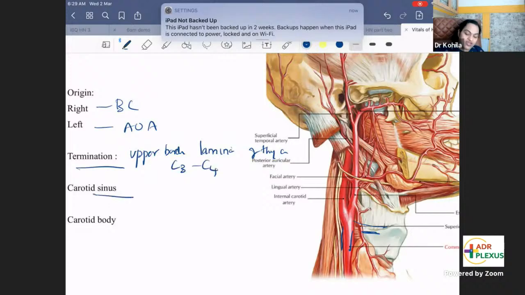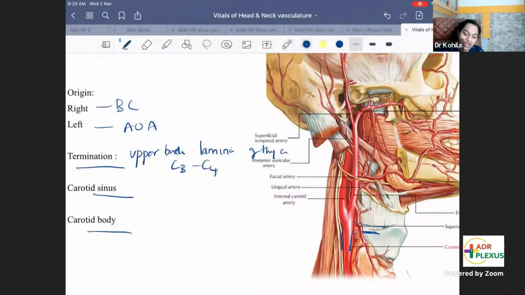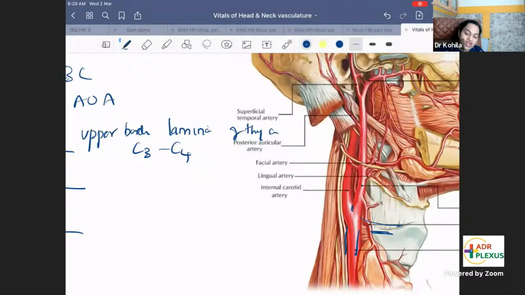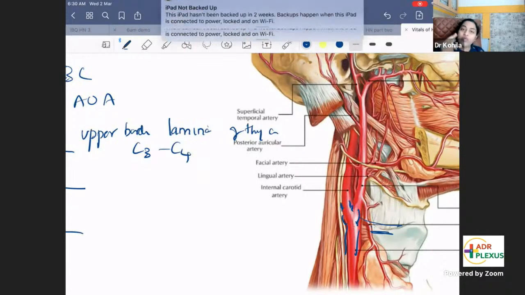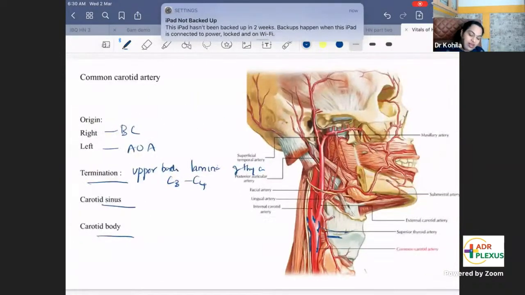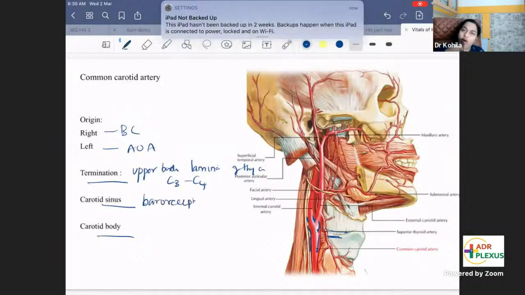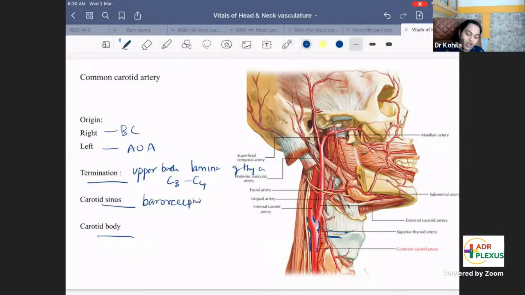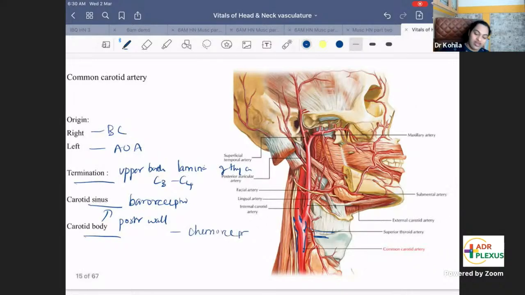Where do you find the carotid sinus? Where do you find the carotid body? Carotid sinus at the bifurcation of the common carotid, and the proximal part of the internal carotid artery, which is a baroreceptor. Where do you find the carotid body? In the posterior wall of the carotid sinus, and that's a chemoreceptor. Okay. External carotid, very important. Yes.